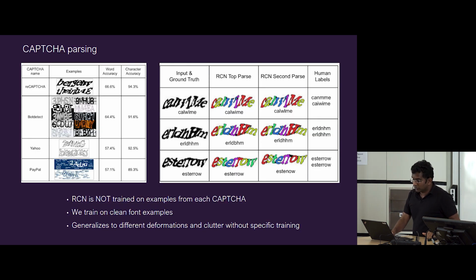Let me skip this one. So let me go to what it can do. It can parse CAPTCHAs, as I mentioned. Important to remember that it is not trained on these CAPTCHAs. We are training it on just letters. It doesn't even see the CAPTCHA string, but it can parse all of them and generalizes to different deformations.